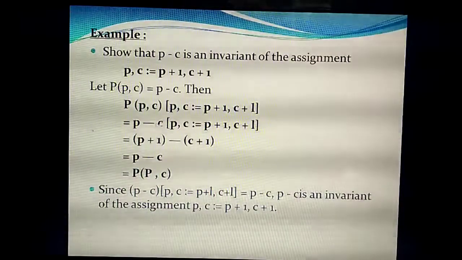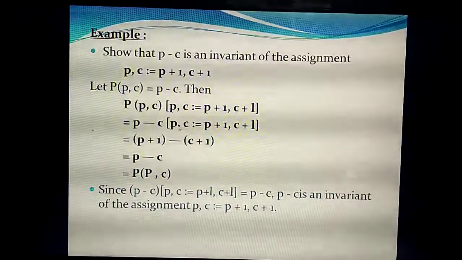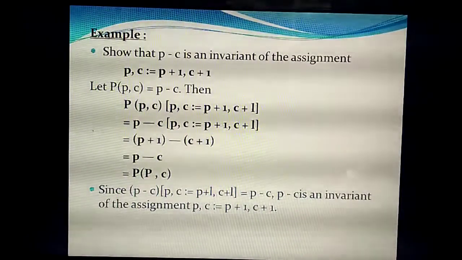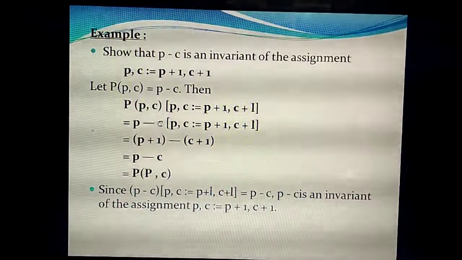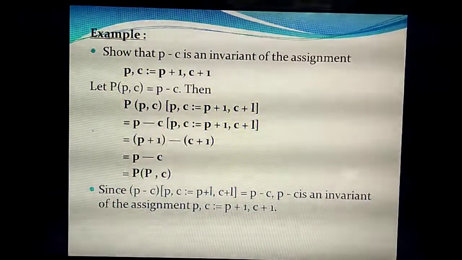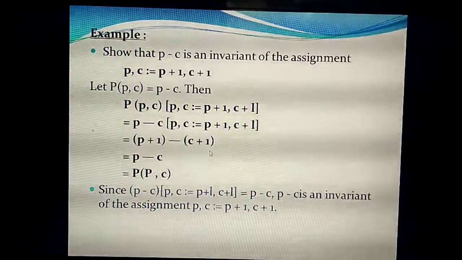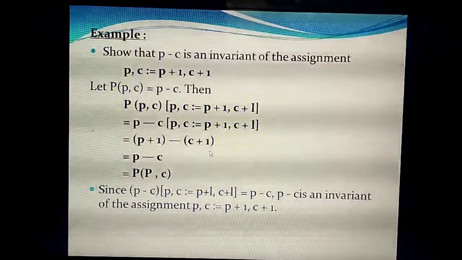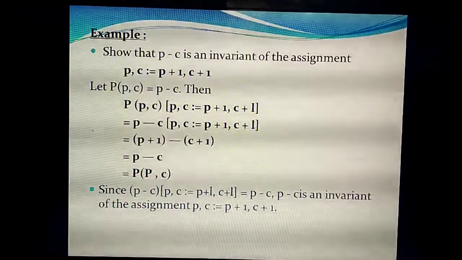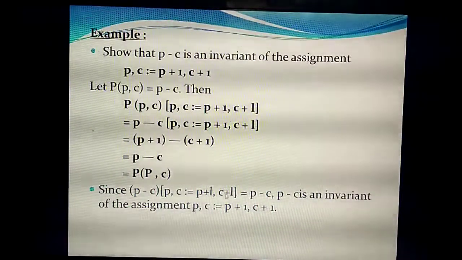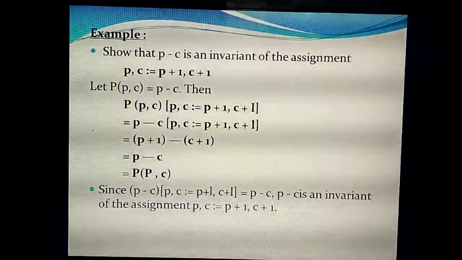Now substitute the value. What's the value of P of P comma C? P minus C. What's the value of P now? P plus 1. And what's the value of C now? C plus 1. Substitute the values here in P minus C: the value of P is P plus 1, minus the value of C, which is C plus 1. Now remove the bracket: P plus 1 minus C minus 1. So plus 1 and minus 1 get cancelled. The remaining answer you get is P minus C. In the question itself they asked to prove P minus C. So even if you change the values, you still get the answer P minus C. So we can say this is an invariant.